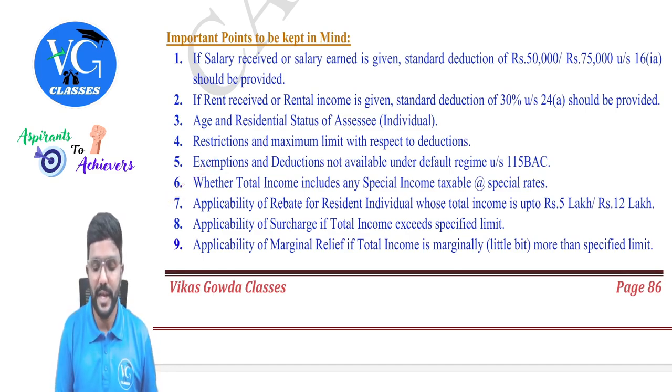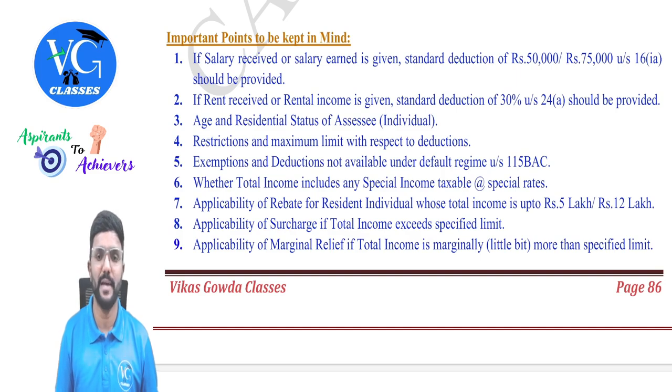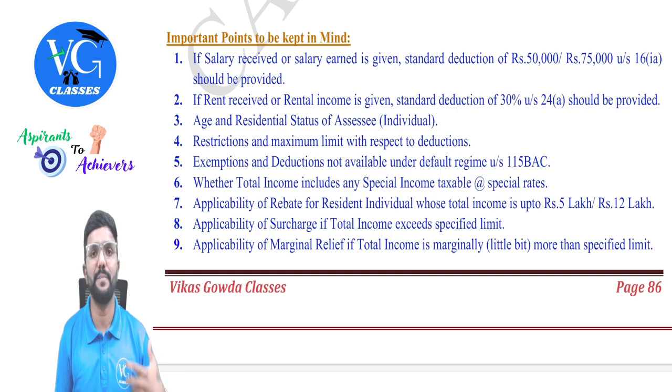Whether the total income includes any special income taxable at special rate. If yes, first calculate tax on special income, then tax on the normal income or balance income, then add up both. We will get the gross tax liability. Then if the tax liability has to be calculated for a resident individual, please be careful with the rebate, because rebate will be available for a resident individual under the optional scheme if the total income is up to 5 lakh. That is, actual tax liability or 12,500, whichever is lower. Whereas if a resident individual is following the default scheme, they will be eligible for a rebate if the total income is up to 12 lakh. Of how much? Actual tax liability or 60,000, whichever is lower.